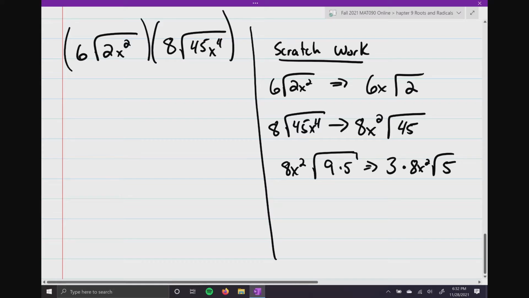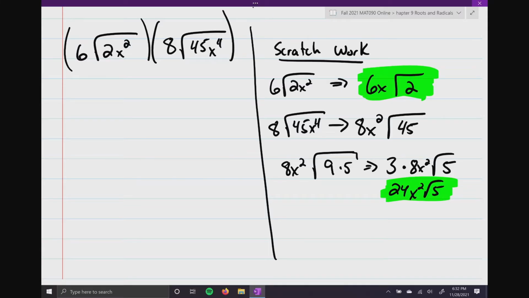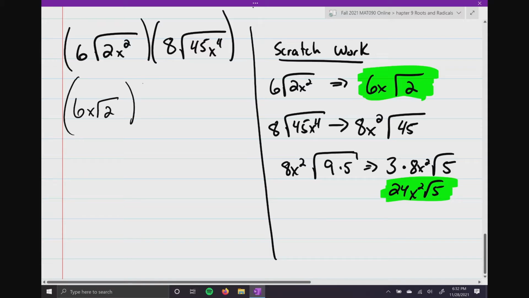And 3 times 8 is 24, x squared, square root of 5. So I'm going to take my 6x times the square root of 2 and my 24x squared times the square root of 5. And I'm going to write that directly underneath: 6x times the square root of 2 multiplied by 24x squared times the square root of 5. Now I'm just going to multiply everything.